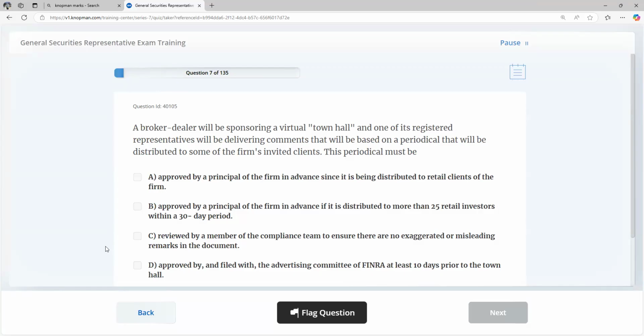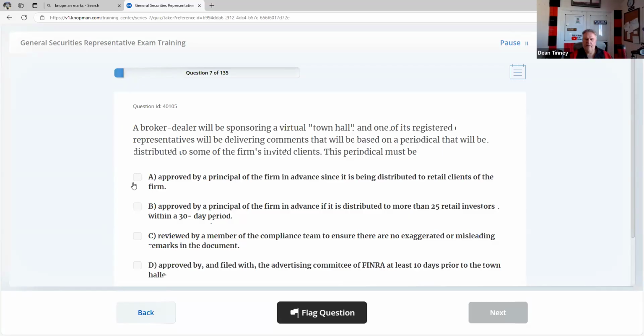Filed with the advertising committee of FINRA at least 10 days prior to the town hall. Approved by a principal of the firm in advance if it's distributed to more than 25. Approved by a principal of the firm in advance since it's being distributed to retail clients of the firm. I don't like A because of the 25. I think B is correspondence. I think B is the tighter, best answer.